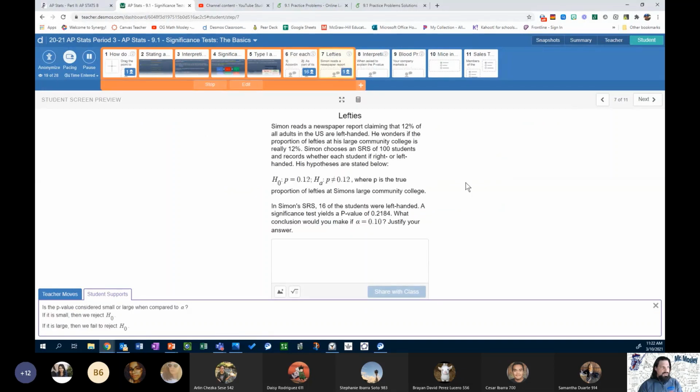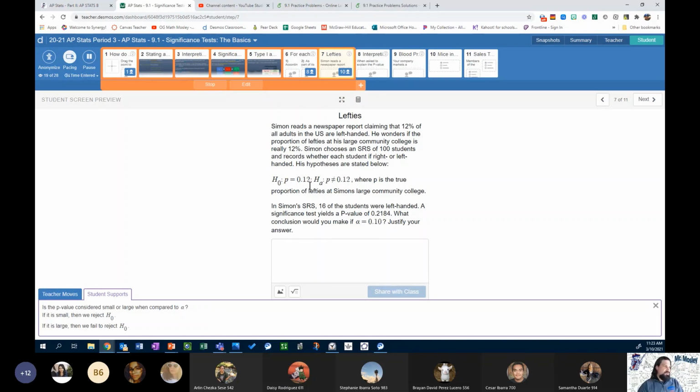We're going to move on to the next question. Once again, there are some student supports at the bottom of the screen there, if you want to look at that. In this scenario, we have Simon reading the newspapers, claiming that 12% of all adults in the US are left-handed. This is the same context that we saw yesterday in one of our example problems. He wonders if the proportion of lefties at his large community college is really 12%. Simon chooses an SRS of 100 students and records whether each student is right or left-handed. His hypotheses are stated below.